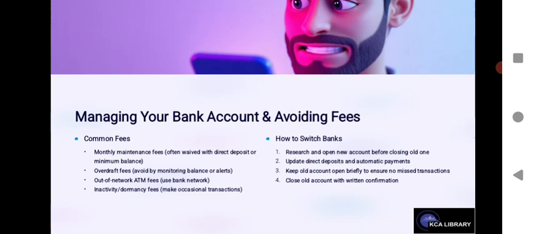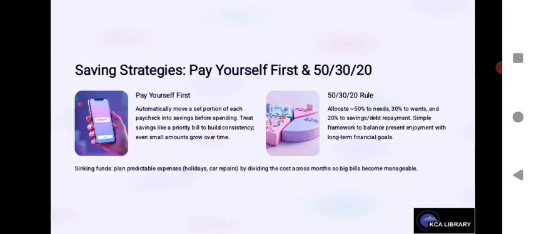Now, are you tired of your bank and you want to switch? How do you switch banks? First, you have to do research. You have to research and open a new account before closing the old one. Then, after research, you update direct deposits and automatic payments. Then keep old accounts open briefly to ensure no missed transactions. After that, you may close old accounts with written confirmation.